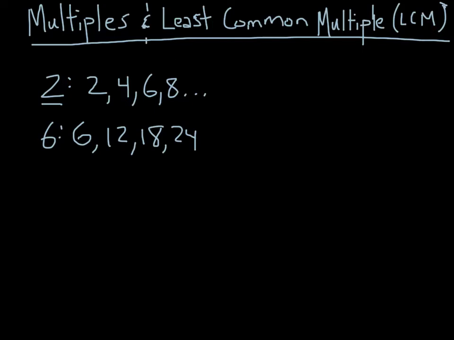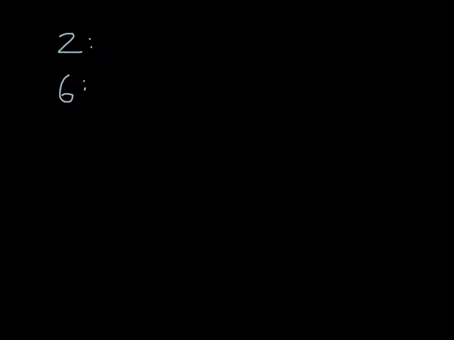So how will we do that? Let's start off with 2 and 6, the same numbers that we used to begin with. What we could do is list some multiples of 2: 2, 4, 6, 8, 10, 12. There's really not a for sure time to stop listing multiples. I'm just going to stop there and then see how many multiples I need to list for 6 until I find one that's in common.